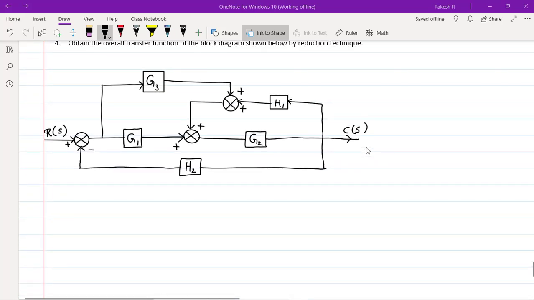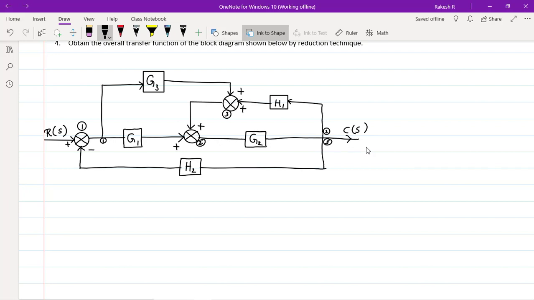Now seeing this, I shall number this as the first summing point, this is the second summing point and this is the third summing point here, and then we have the first takeoff point and second takeoff point, here is the third takeoff point. So to make it easy, I have done this one.